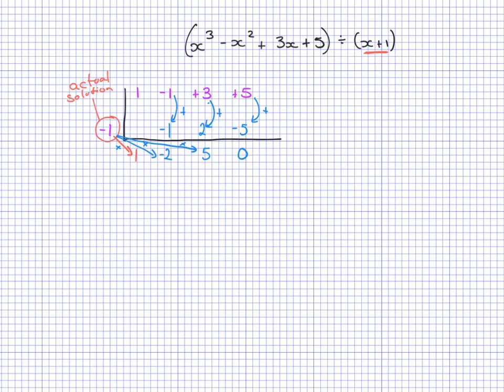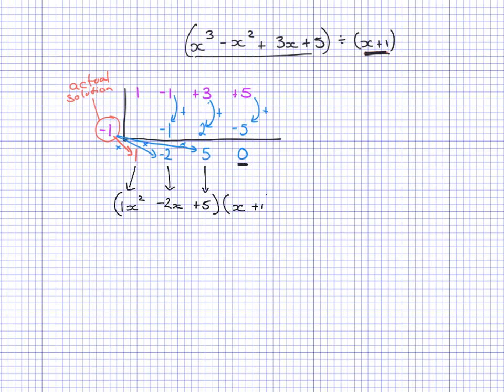And you can see the difference between the first example and this one is that there is a remainder of 0, which means that this is a factor. So then I would just copy these coefficients into the polynomial with 1 power less, minus 2x plus 5. This is the leftovers when the polynomial is divided by the factor.